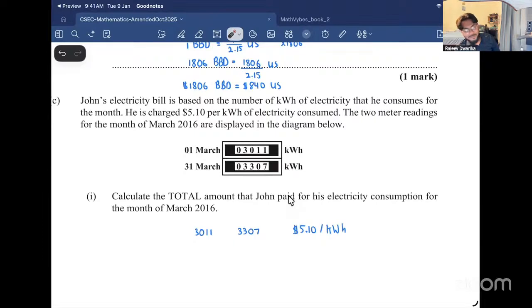I understand. Let me ask Virginia. Virginia, what are we going to do to calculate the amount of energy consumed? Find the difference, so you can find out how many kilowatt hours were used throughout the month.